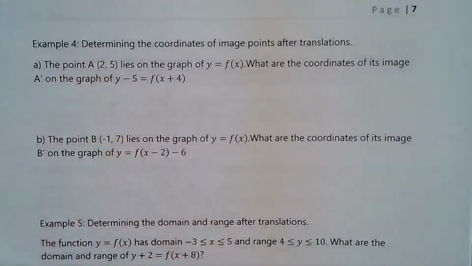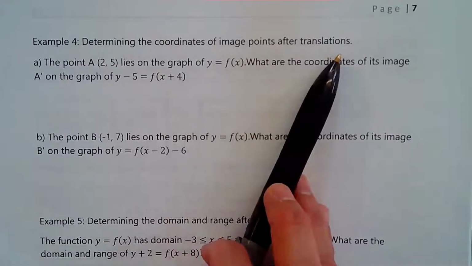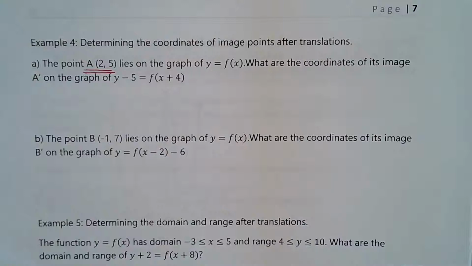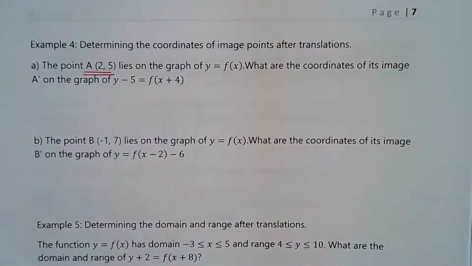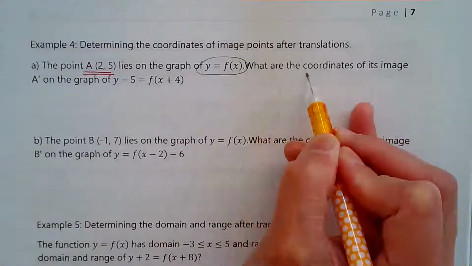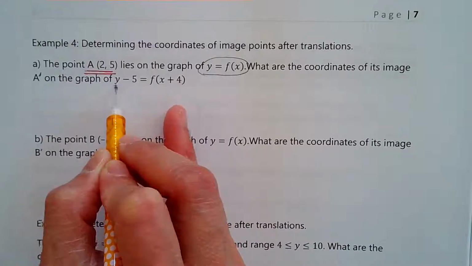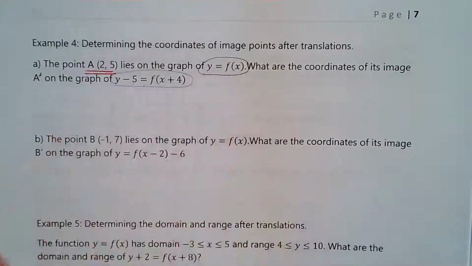Now, example number 4 doesn't have other information except for a point. It says here, determine the coordinates of the image points after translations. We're not looking at this as a whole graph, we're looking at it point by point. This is on page 7. The point is at (2, 5) that lies on the graph y = f(x). What are the coordinates of its image, A prime, on the graph that's been transformed into y minus 5 equals f of x minus 4?